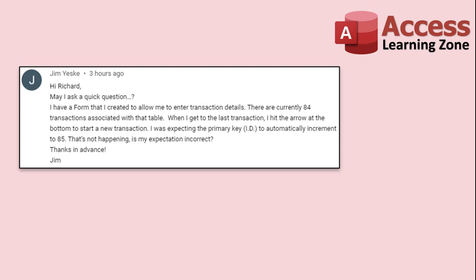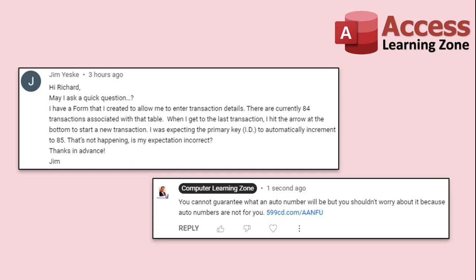Okay, next up, Jim is adding records in his table, and he's got 84 records right now. And when he adds another one, he's expecting the primary key, the AutoNumber ID, to automatically increment to 85, but that's not happening. Why? Well, folks, if you're using an AutoNumber, that number's not for you.